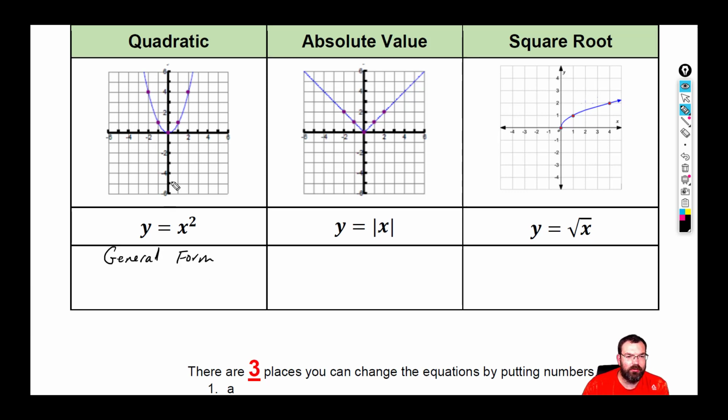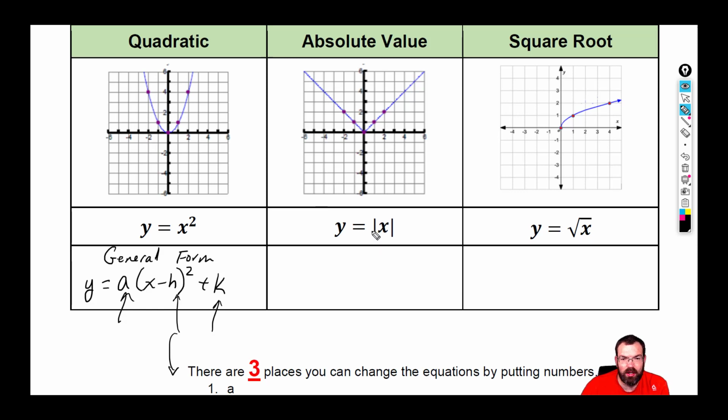This is our general form of a quadratic. This is the way it is written. It's going to have a lot of variables here, and that is okay. We're going to talk about what they mean below. So we have y equals a(x minus h) squared plus k. We will talk about what the a, what the h, and what the k mean down here.